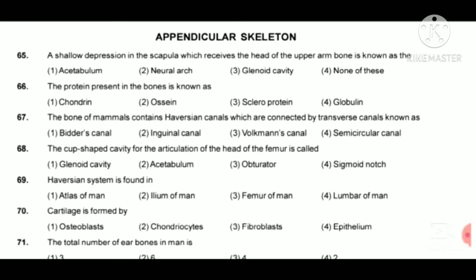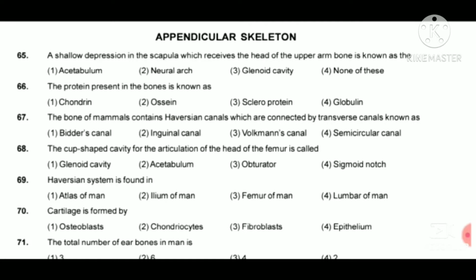Next is question number 66. The protein present in the bone is known as number 1, chondrin; number 2, ossein; number 3, scleroprotein; and number 4, globulin. We all know the bones are made up of the protein ossein. So the answer is option number 2.